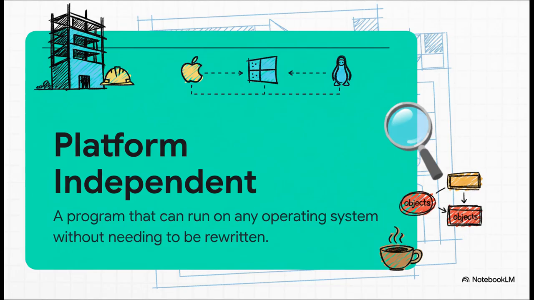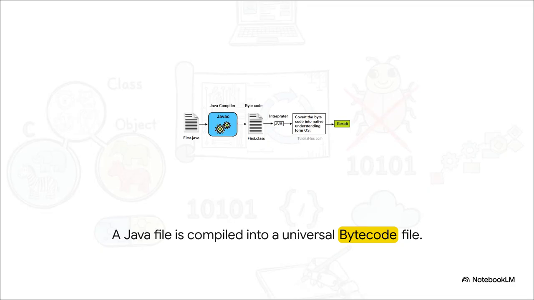They had this simple but powerful goal: write once, run anywhere. This was a total game changer, because before Java, developers often had to completely rewrite their code for every different operating system. It was a huge pain. So, how does this magic work? Well, a developer writes their code in a Java file. Then, a special program called a compiler translates it.